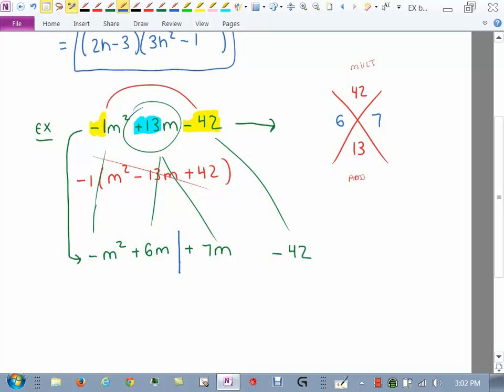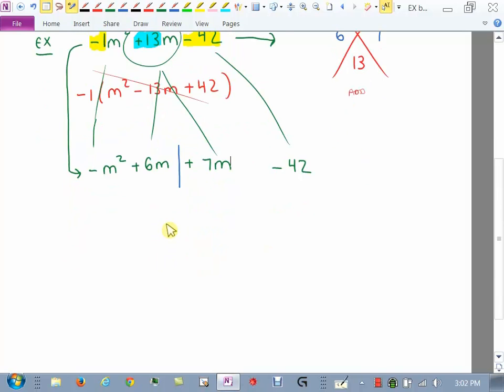Again, if you can do this factoring mentally without all this, go for it, all right? Now, with grouping, we said factor out a common factor out of this first one. So what can I factor out of the first 2 here? M? What would you be left with? Negative m plus 6. Okay, we need the exact same thing over here, don't we?